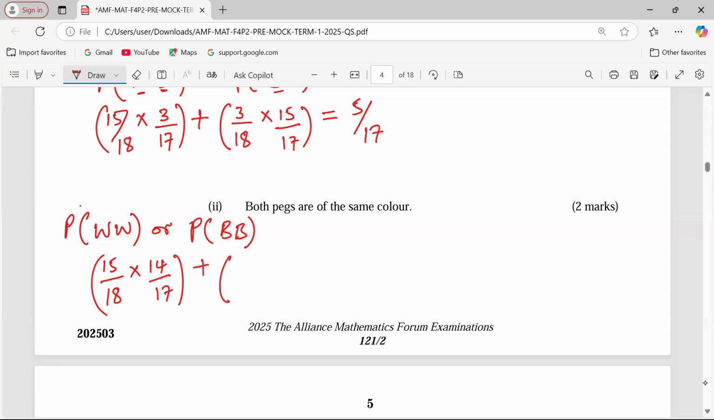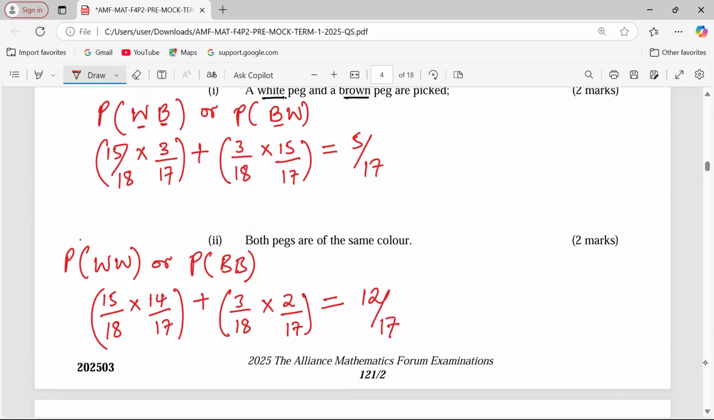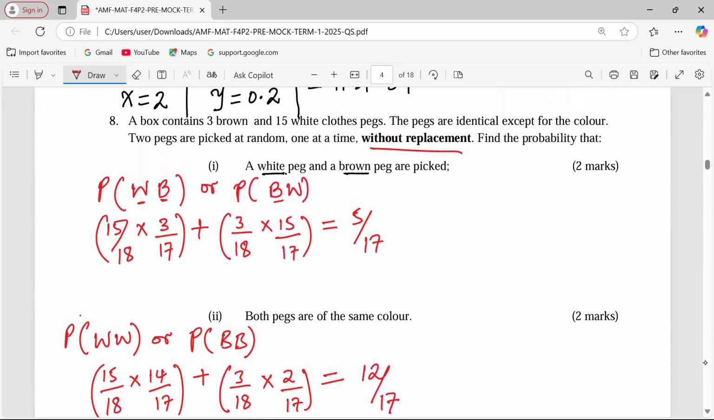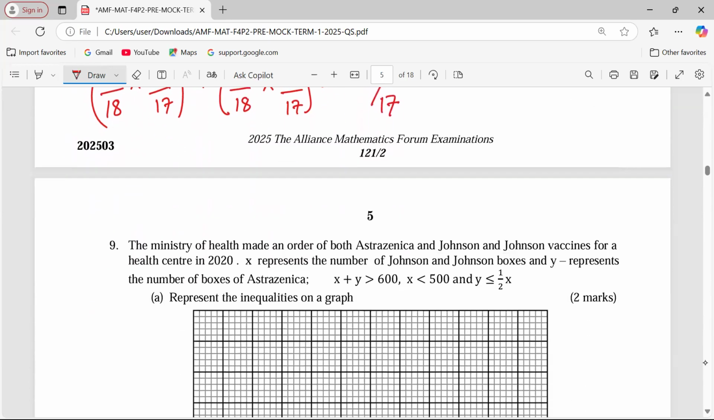Or, which means addition, the probability of picking brown is 3 out of 18. And if you fail to replace, picking brown again should go down to 2 out of a new total of 17 because you didn't replace. Yeah, this is going to give us exactly 12 out of 17. 12 over 17. So that is how you're supposed to operate such a simple question.